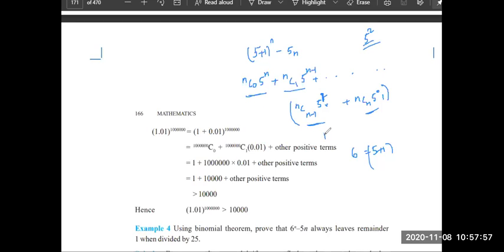nC(n minus 1) is nothing but n, because nC(n minus 1) is nC1, which is n. And 5 to the power 1 is 5, so 5n. And what is this? nCn is 1, 5 to the power 0 is 1. So it is plus 1, minus 5n, and it is given. So 5n and 5n are cancelled. This whole expression except for these two terms is already a multiple of 25. So obviously we are left with 1 only. So the remainder is 1 only.